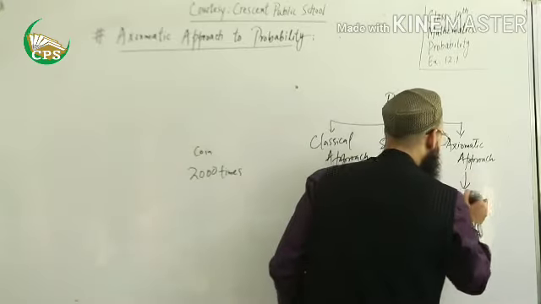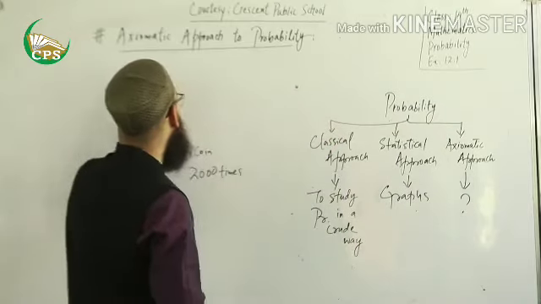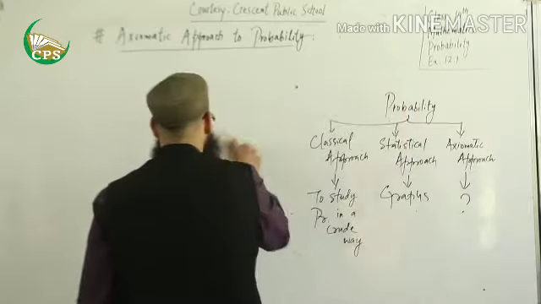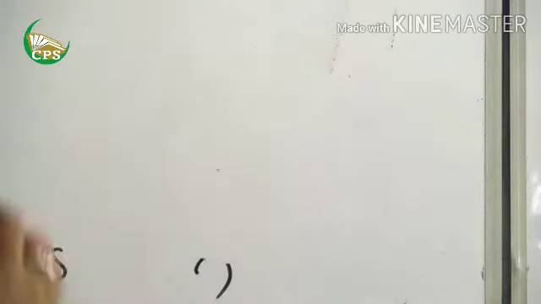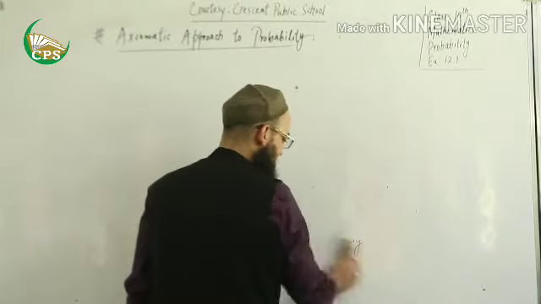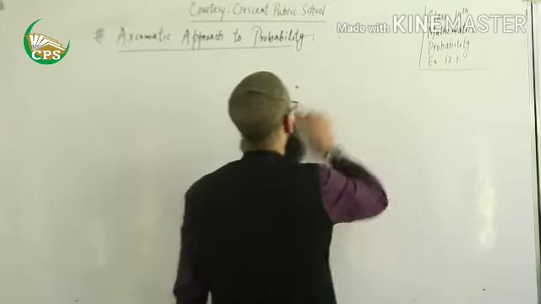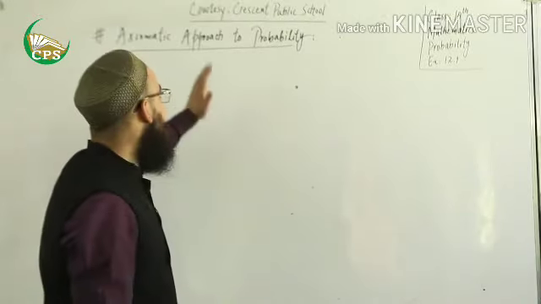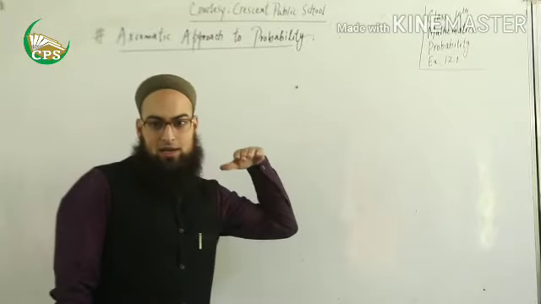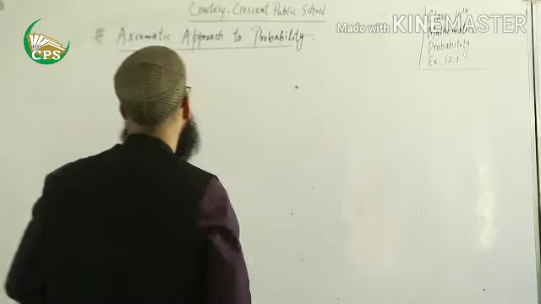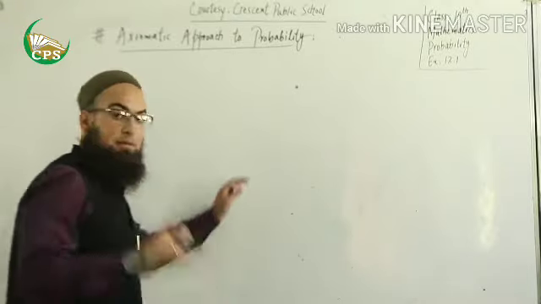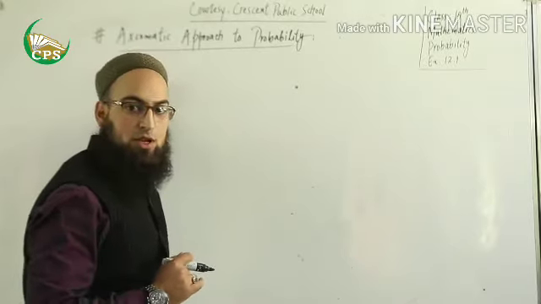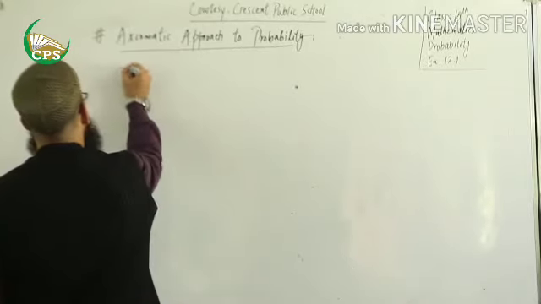Now after that, the final one is the axiomatic approach, and our topic is the axiomatic approach to probability. Let us see the axiomatic approach. Axiomatic approach means to study probability in an arithmetic or mathematical way, by transferring the concept of probability into a mathematical interpretation. Remember three rules. There are three rules by which you can apply the axiomatic approach to probability.